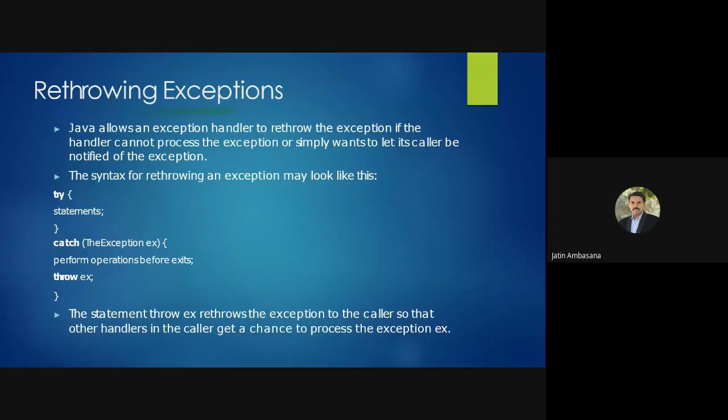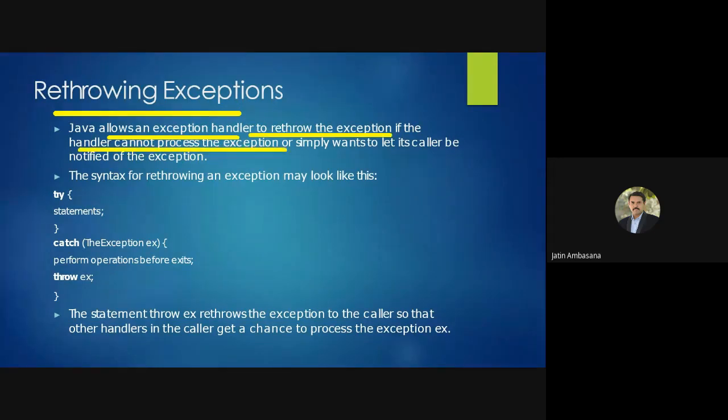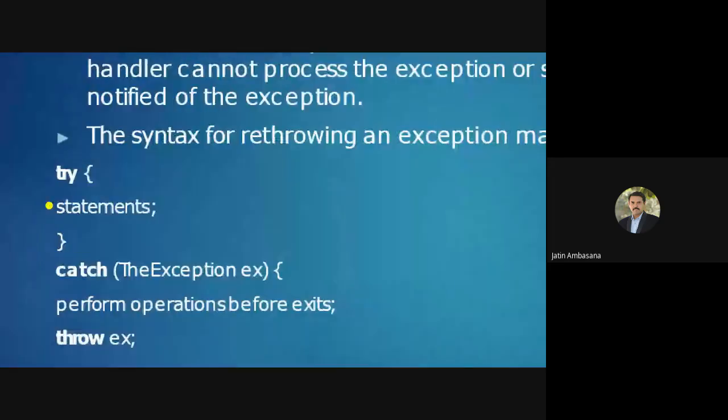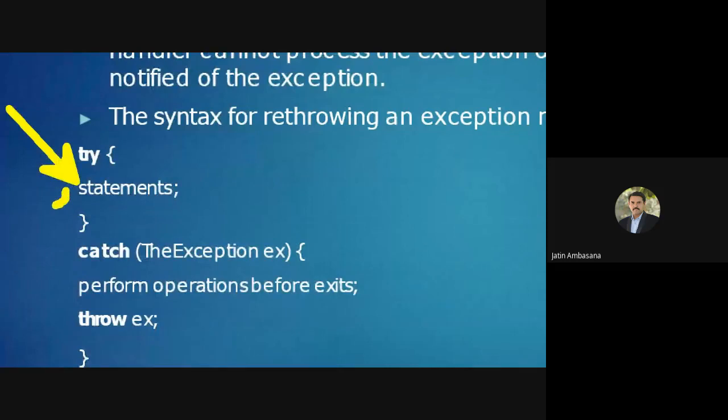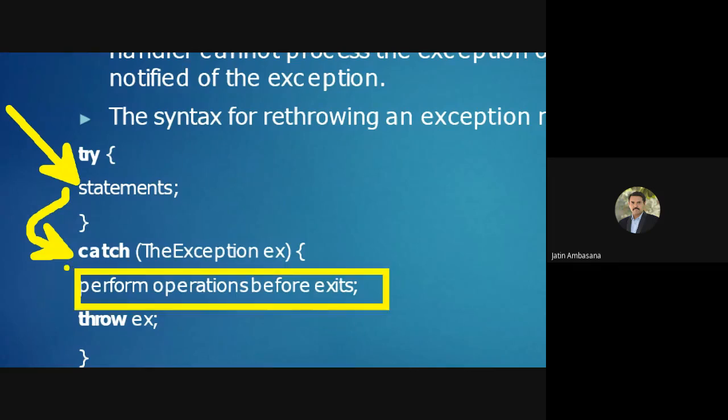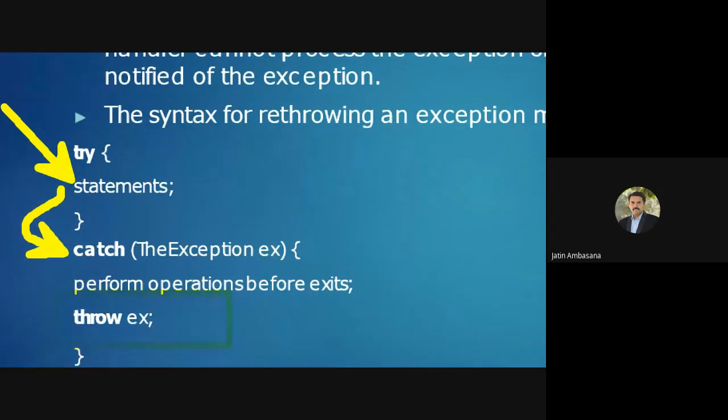Now there is something called rethrowing of exceptions. Right? Java allows an exception handler to rethrow the exception if the handler cannot process the exception, or simply wants its caller to be notified of the exception. For example, if an exception gets generated over here in the try-catch block and it is passed to catch, but the catch cannot handle it, so it might perform some operations, and then it can again throw it out. That's it.